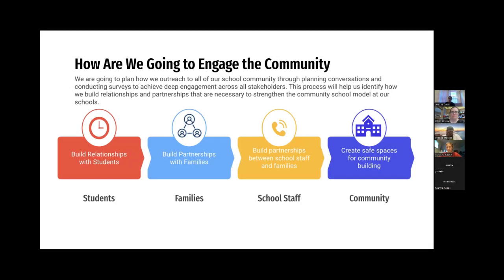Because at the end of the day, what makes a strong community school is when we're building relationships with students, when we're building partnerships with families, when we're building partnerships between school staff and families, and then when we're creating safe spaces for community building, right? And so we're going to really talk through what that looks like to start the needs assessment, to build those relationships, those partnerships, and create those safe spaces.